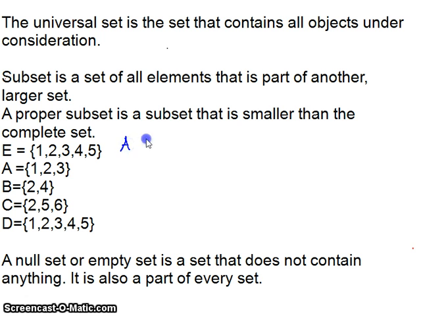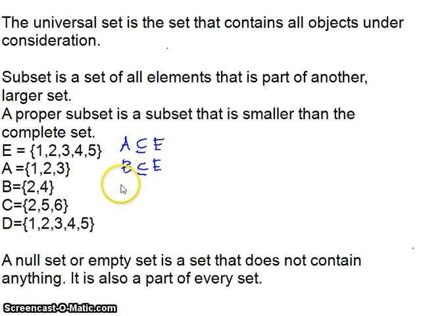Set A is a subset of set E, since all elements in A are also found in set E. I can also say that set B is a subset of set E. How about C? Let us check. 2, 5, and 6: 2 and 5 are in set E, but there is no 6 as an element here.